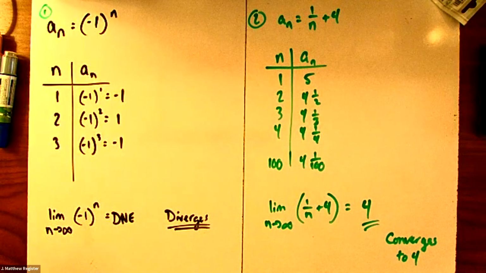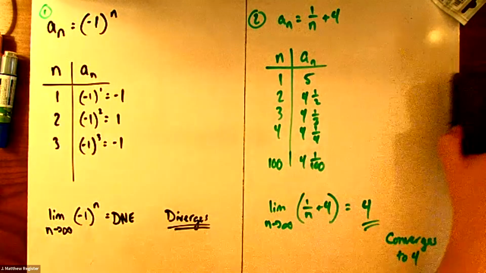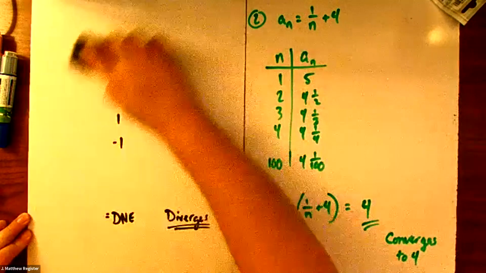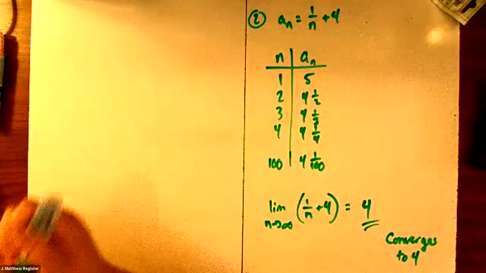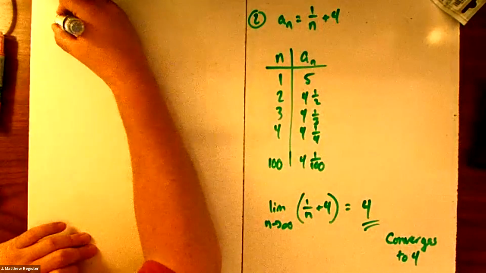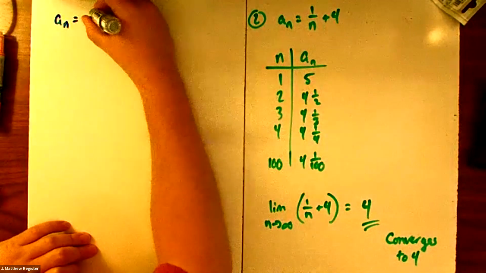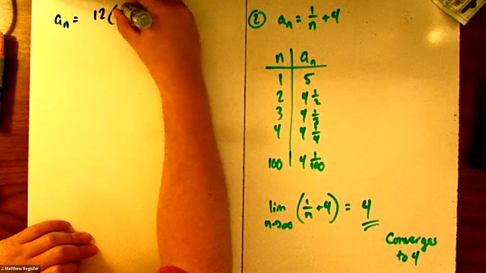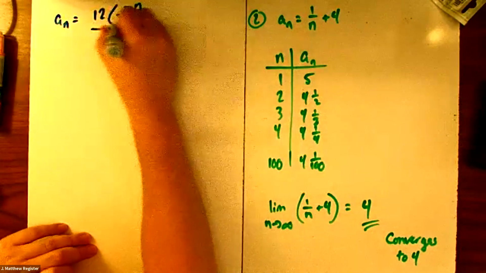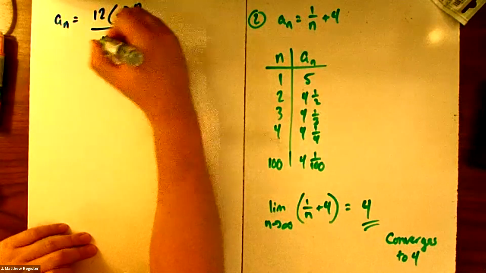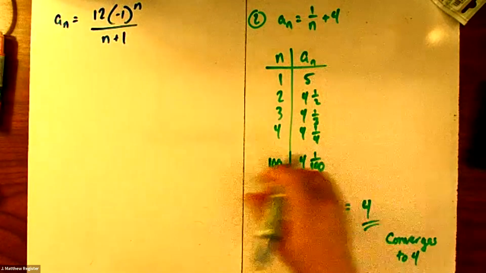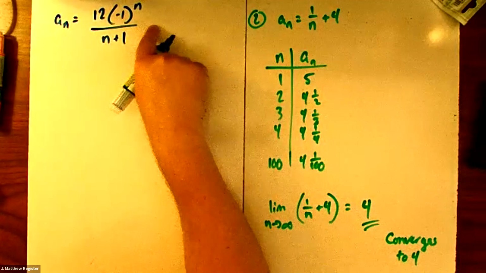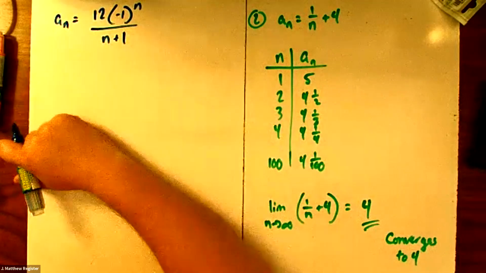The next one kind of combines those two, and let's see what that looks like. So our third example is a sub n is equal to 12 times -1 to the n over n plus 1. Now for this one, let's not create the table, and let's see if we can just understand it based on the structure of this thing.